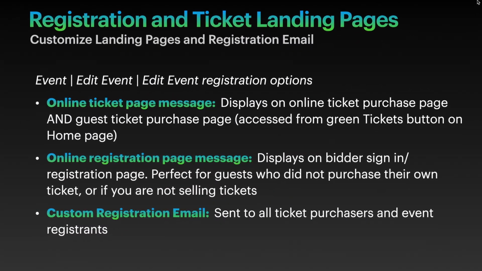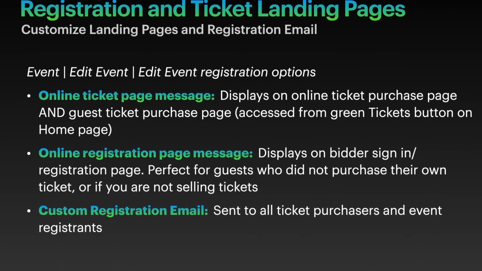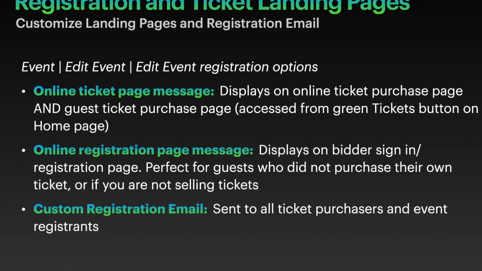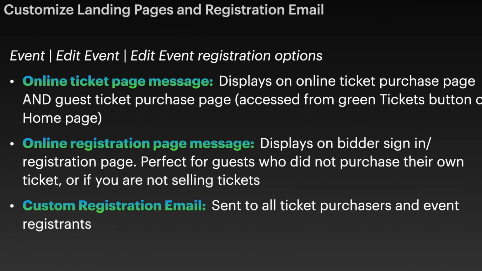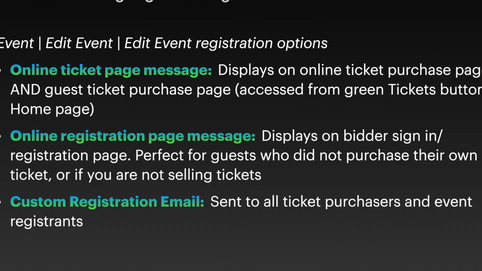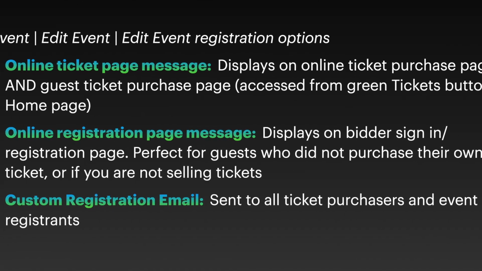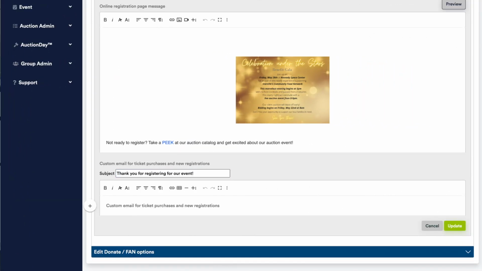One more item on this page: create your registration email. When a guest purchases a ticket or registers for your event, the software will send your customized email, as well as a receipt. Just below your online ticket page and registration page messages, you will see empty fields for your customized email. Enter a subject, as well as much or little info you'd like your registered guest to have.